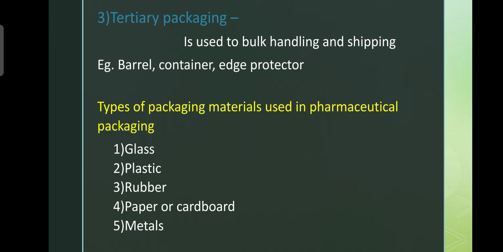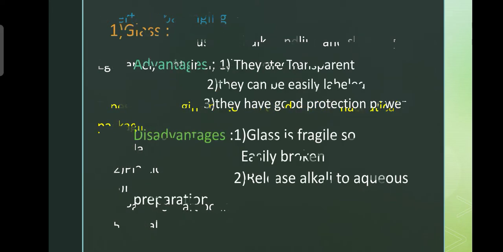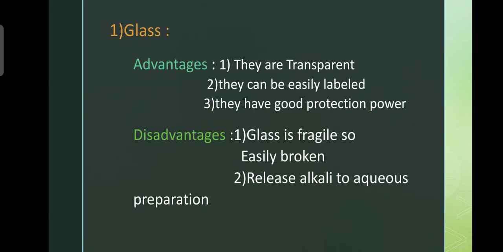Types of packaging material used in pharmaceutical packaging. First one is glass, second is plastic, third is rubber, fourth is paper or cardboard, and fifth is metal. In that, the first one is glass. The advantages of glass: first, it is transparent. Second, it can be easily labeled. Third, it has good protection power. Disadvantages: first, glass is fragile, so easily broken. Second, it releases alkali to aqueous preparations.